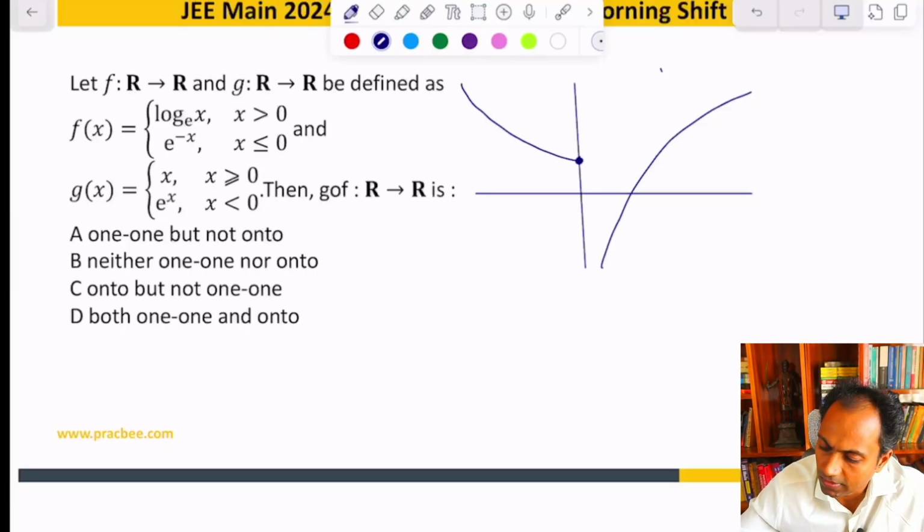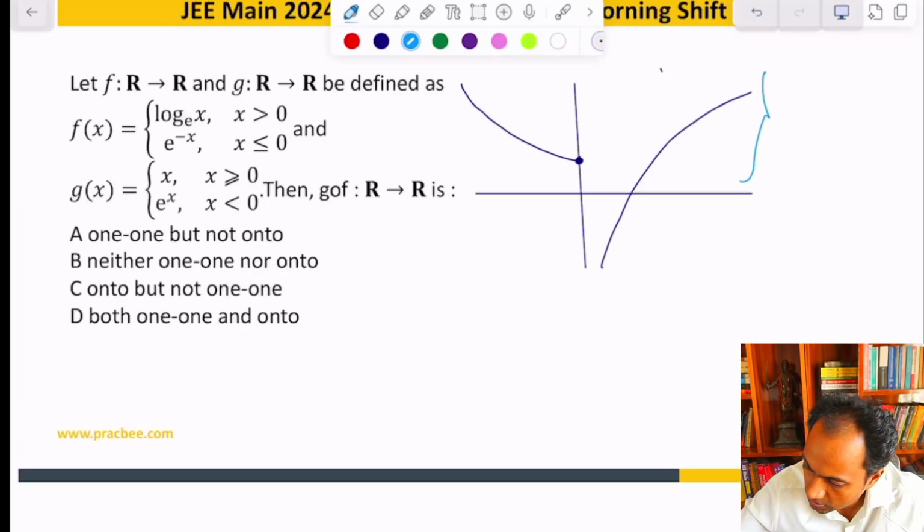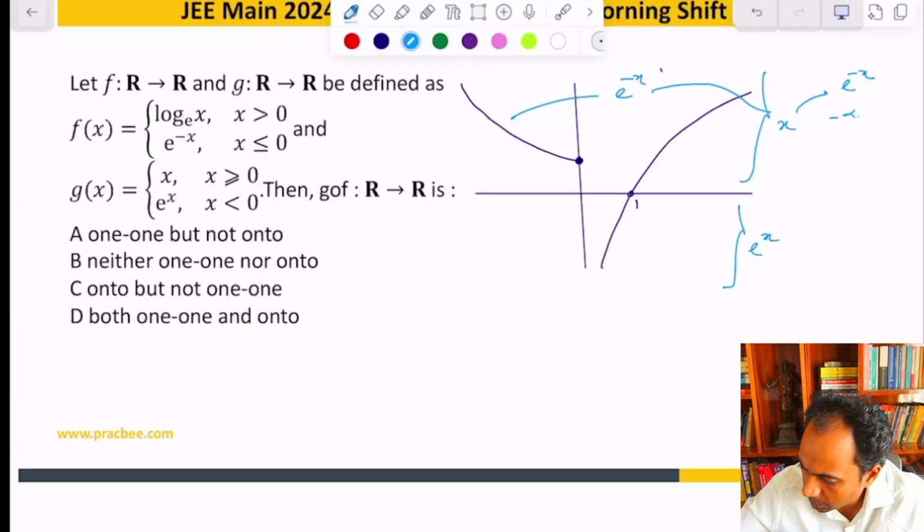Now what are we saying? For values greater than 0, whatever is here will go into x, and whatever values are smaller than 0 will go into e raised to the power. So you can see that this function is e raised to the power minus x. This will go into this function and generate a value e raised to the power minus x. For what values of x? From minus infinity to 0, 0 included.